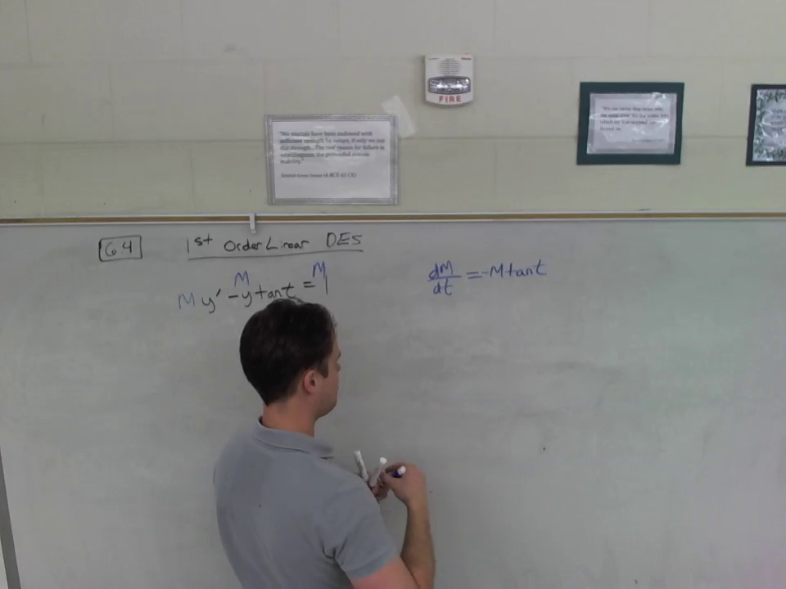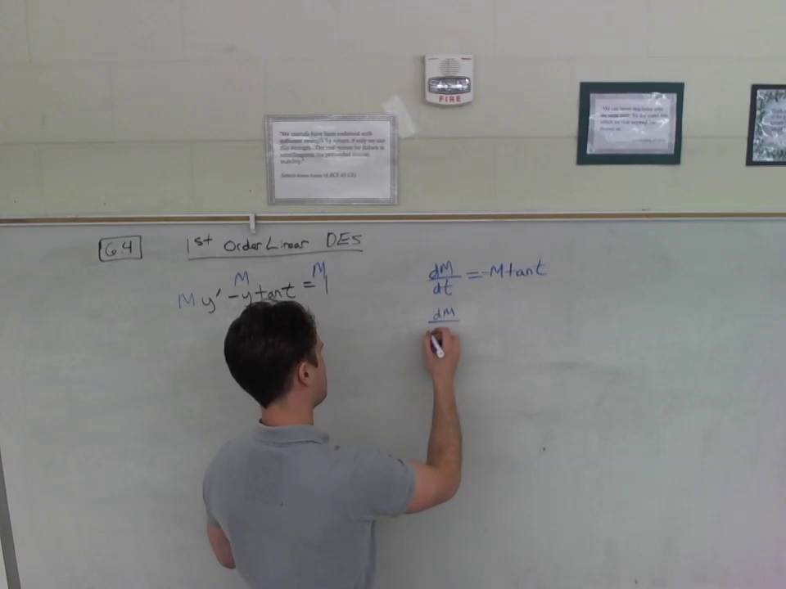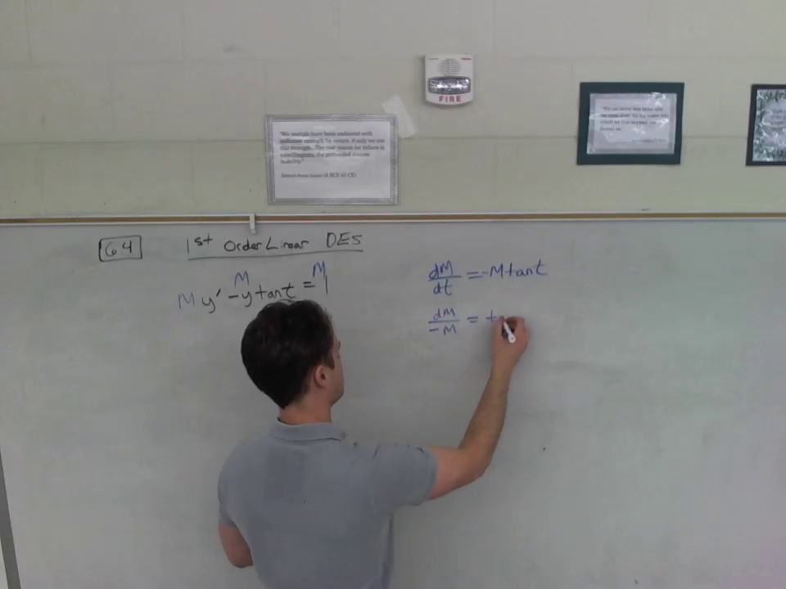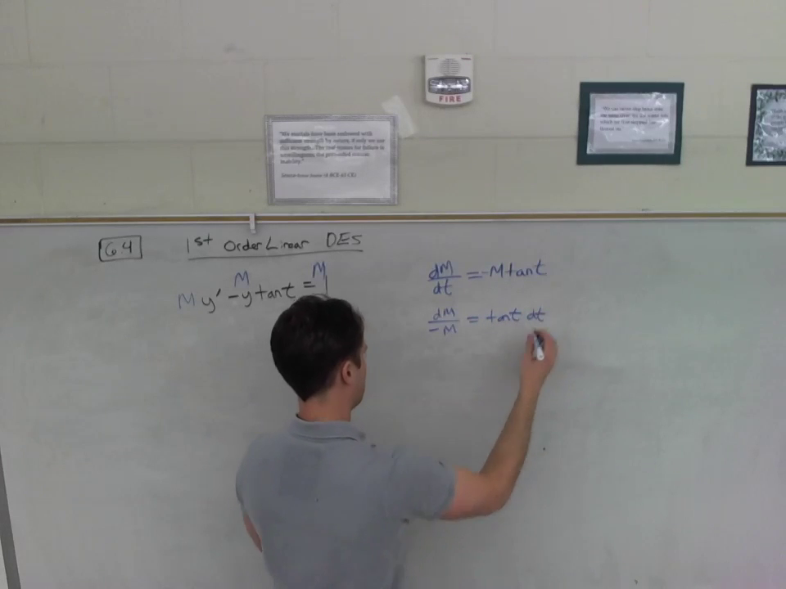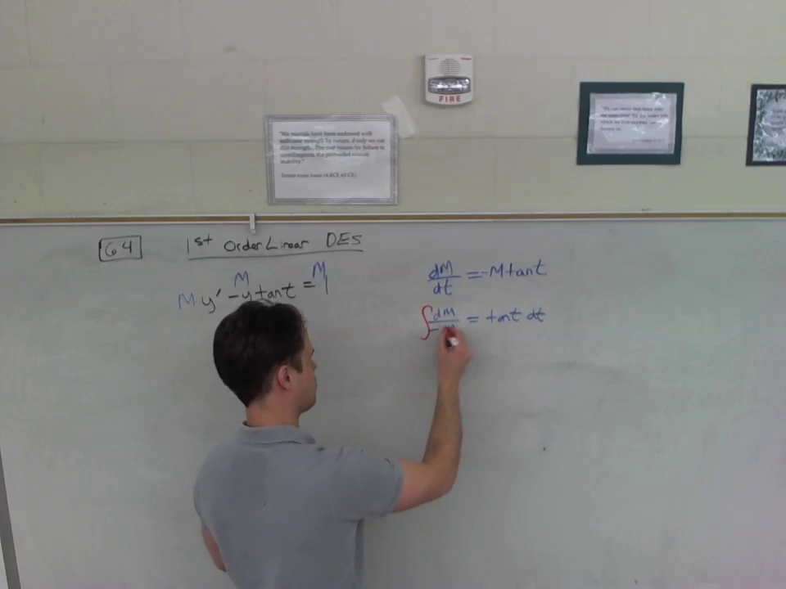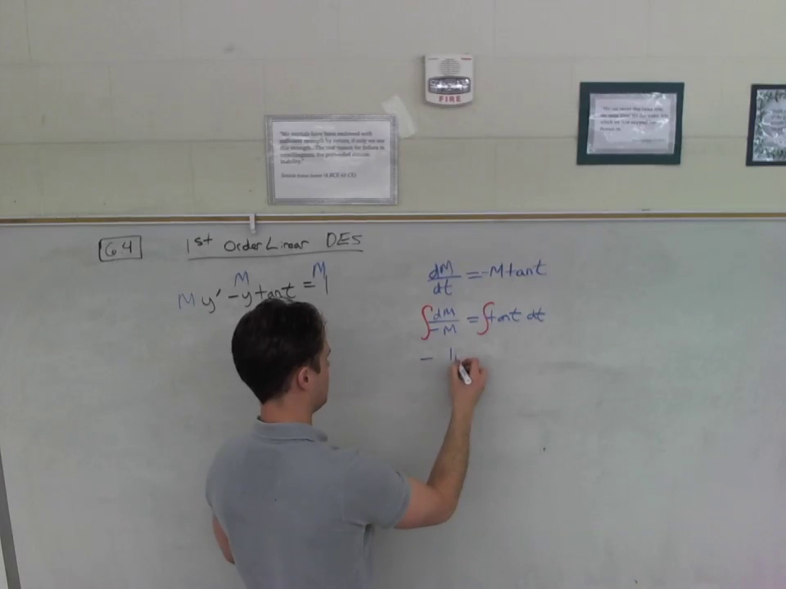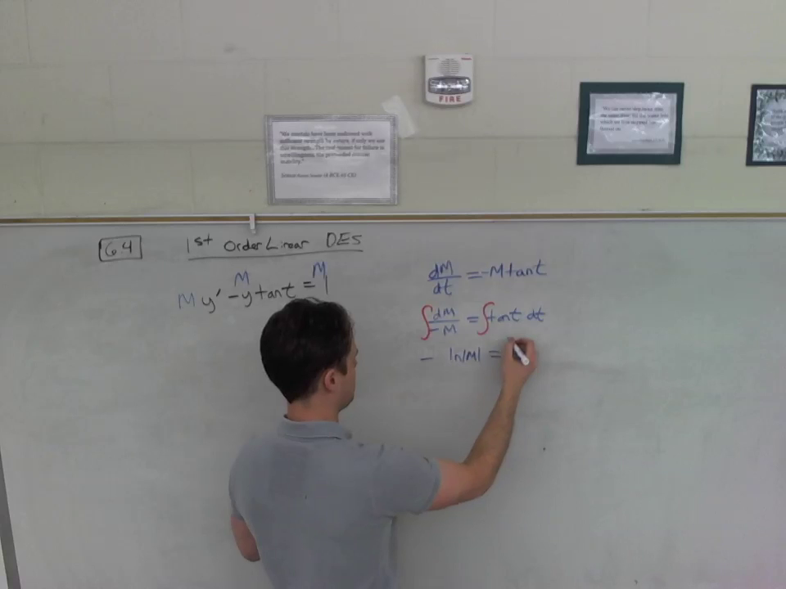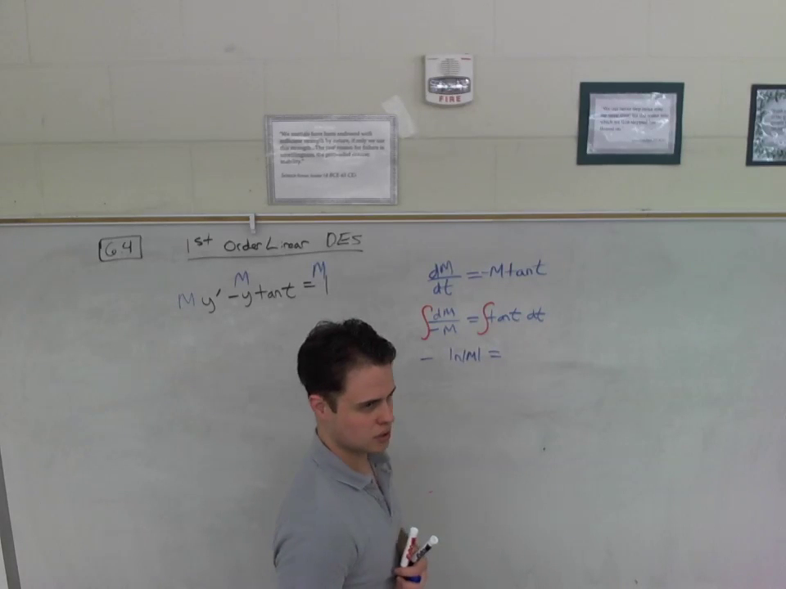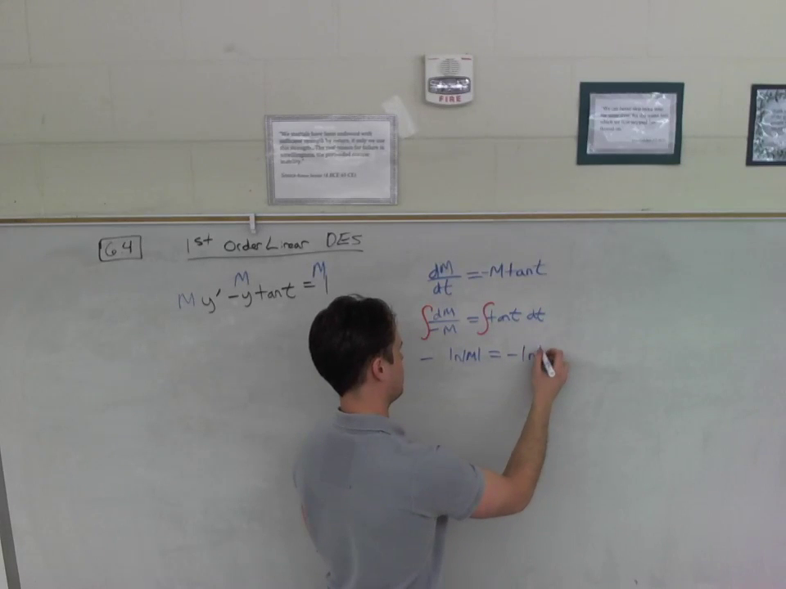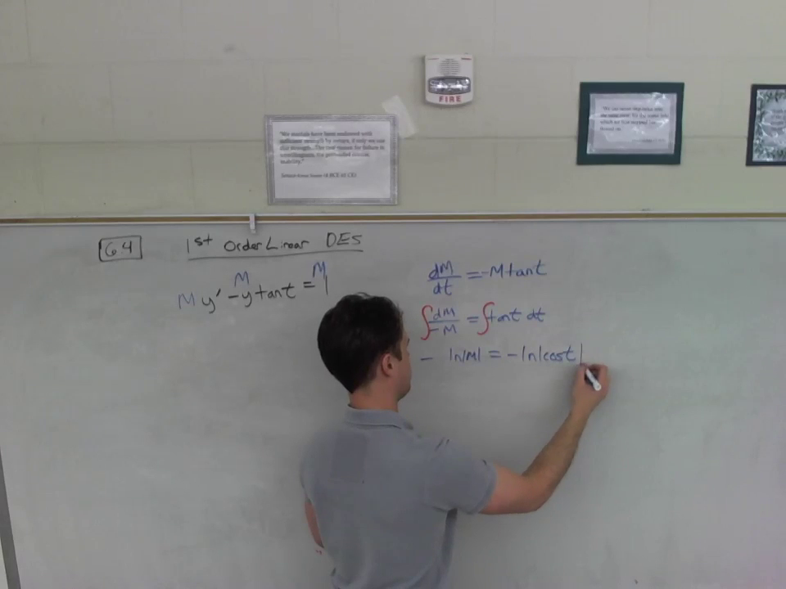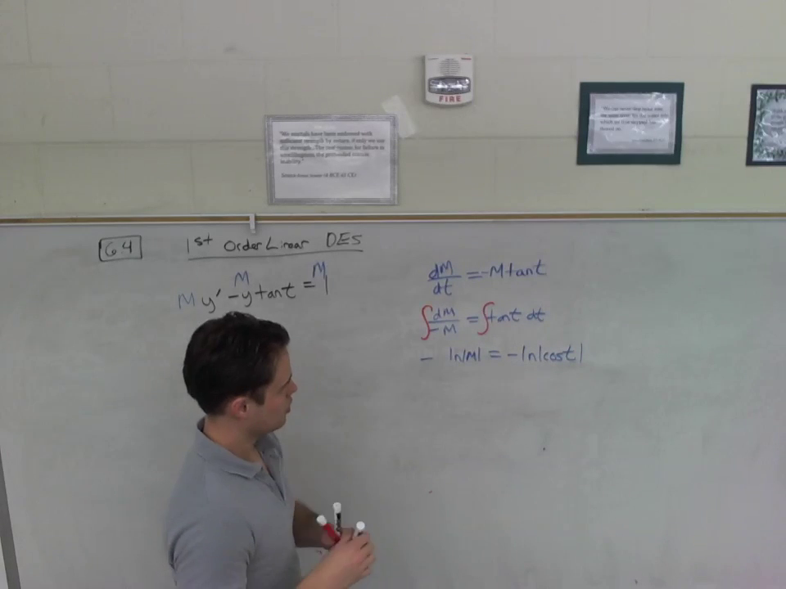So separate variables. Integrate. That's negative natural log of m. What's the integral of tangent? Negative natural log of cosine, right? Okay.